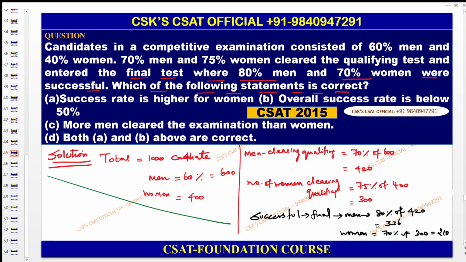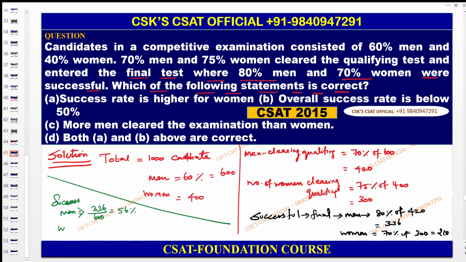Which of the following statements is correct? We need to find out the success rate, women and men. So success rate, let us take here for men, which is equal to how many of them clearing, 336, out of what is the total number of men here? 600. So in terms of percentage, it is nothing but 56%.